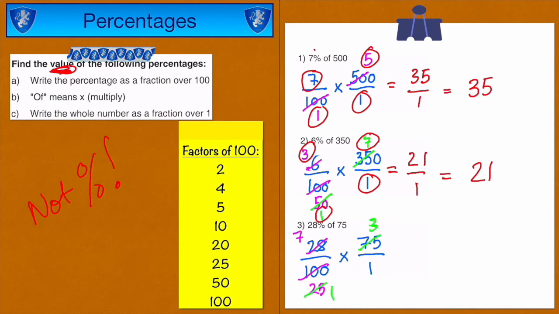And then 7 times 3 is 21, and 1 times 1 is 1. So your answer is 21 again. There we are. So that's how you do those.